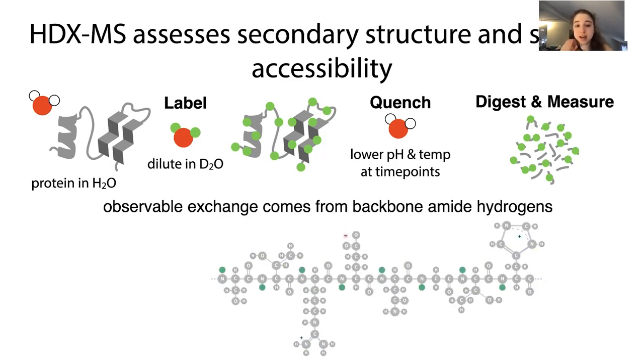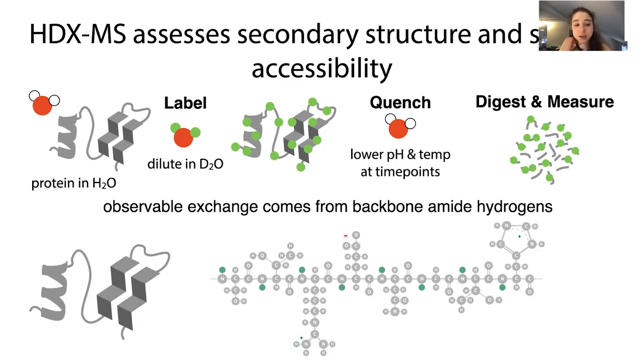And this is important because the observable exchange is only going to come from the backbone amide hydrogens. So these are the ones that are normally involved in hydrogen bonding, and you need that hydrogen bonding for the strong secondary structure. So if you're tied up in strong secondary structure, those hydrogens aren't going to be available to exchange for deuterium. And so you're going to take up less.